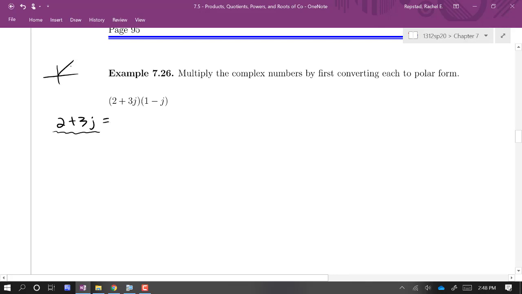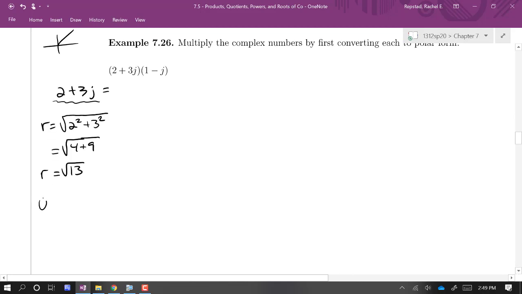2 plus 3j is in the first quadrant. R is the square root of 2 squared plus 3 squared, which is the square root of 4 plus 9, or the square root of 13. And theta, it's in the first quadrant, so it's just going to be arctan of 3 over 2.